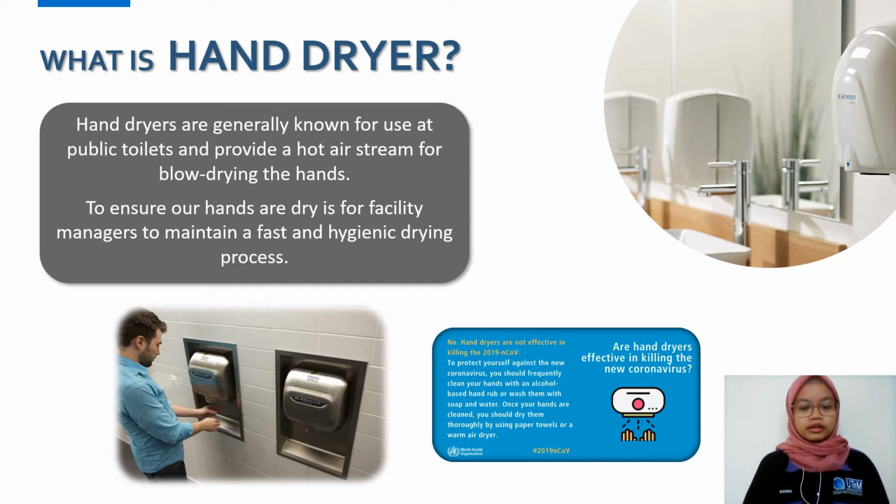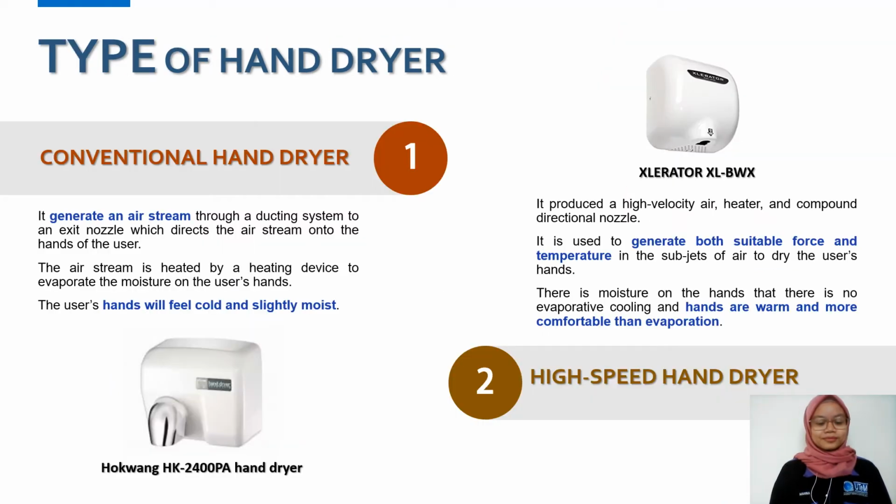Then, what about the hand dryer? Hand dryers are generally known for use at public toilets and provide a hot air stream for blow drying the hands. This is to ensure our hands are dry, and for facility managers to maintain a fast and hygienic drying process. There are two types of hand dryer, which are conventional hand dryer and high-speed hand dryer.